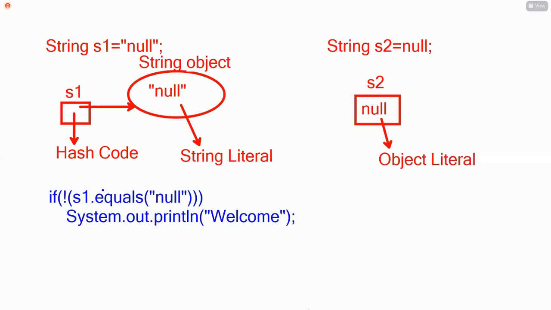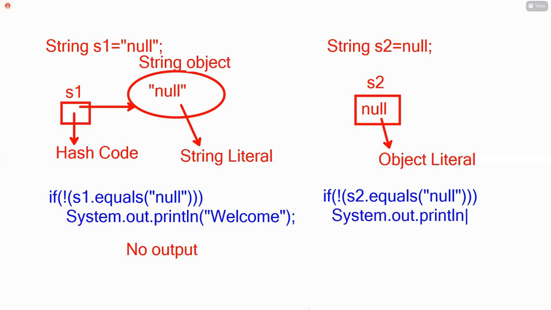Here first S1 dot equals this null. Compare with this null. True or false? True. Not true, then no output. Here no output. If I write the same code here, what will happen? Again an exception. Here we should not call the method. This type of logic in core Java is possible in many ways. Advanced Java is just the everyday library, nothing else. It is a null pointer exception.